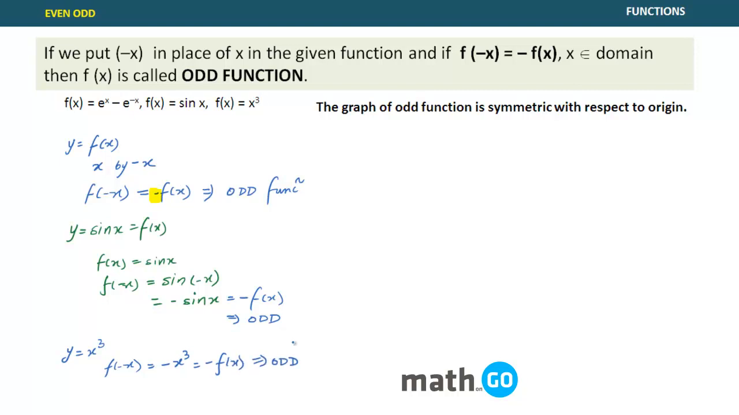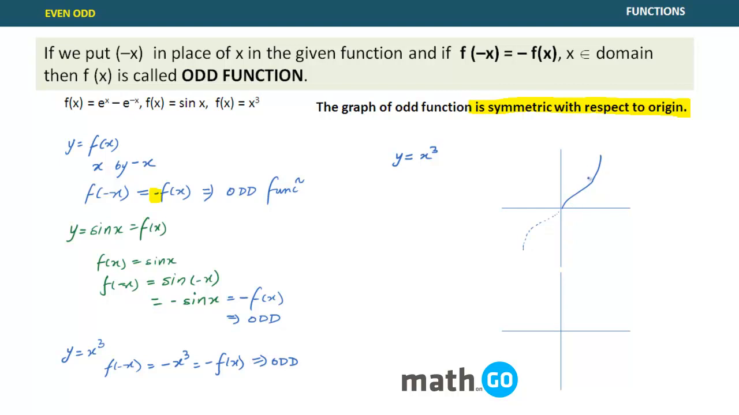Again, if we go about the graphical property of the odd function, it says its graph is symmetrical about the origin. I'll help you understand what we mean by symmetrical with respect to origin. Let's see how the x cube graph behaves. We know that the graph of x cube on the right hand side is something like this. And if we want to draw the graph on the left hand side, just take the mirror image about the origin, something of this sort.